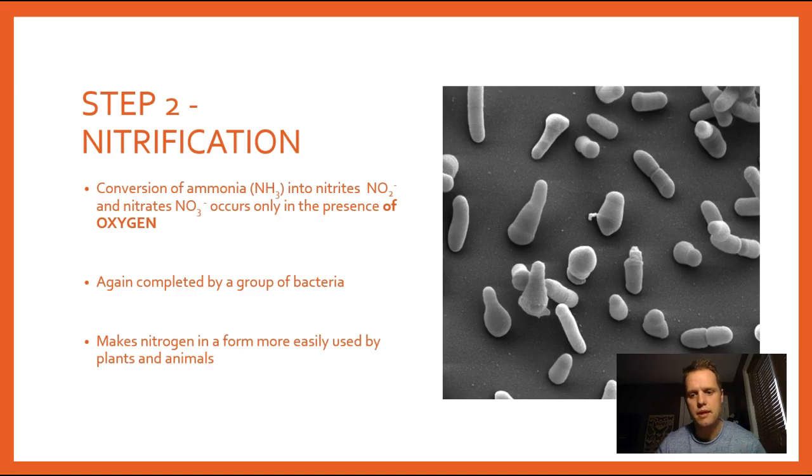The next step in the nitrogen cycle is nitrification, and it involves the conversion of ammonia into nitrites and nitrates, and this occurs in the presence of oxygen. It's a special type of bacteria that does this, known as an aerobic bacteria, which means it uses oxygen, and it makes nitrogen into a form more easily used by most organisms. So you need to take your NH3, convert it to nitrite, which is a little bit toxic, and then it gets further oxidized, which means I add one more oxygen to make it NO3, which is a great form for organisms to use.